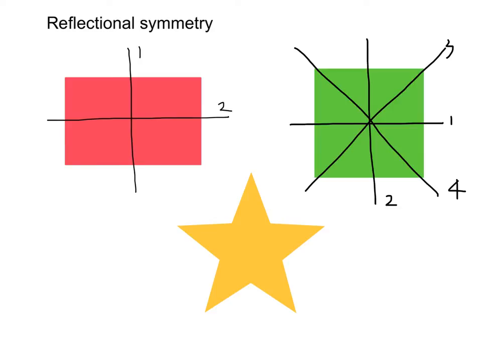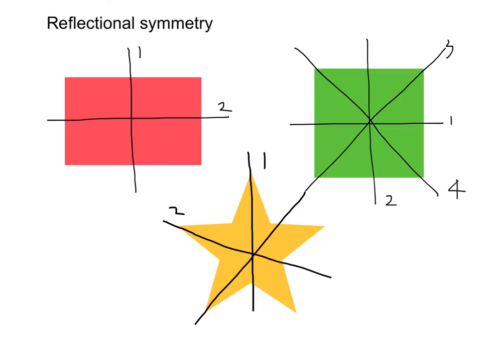And what about this star? So this is a star. So again, first one, second one, third, fourth, and the fifth one. So we have a total of five axes of reflectional symmetry.